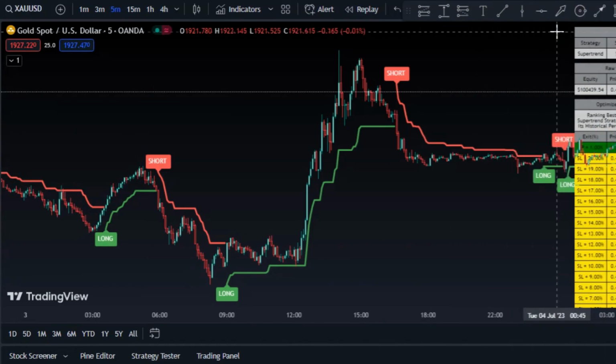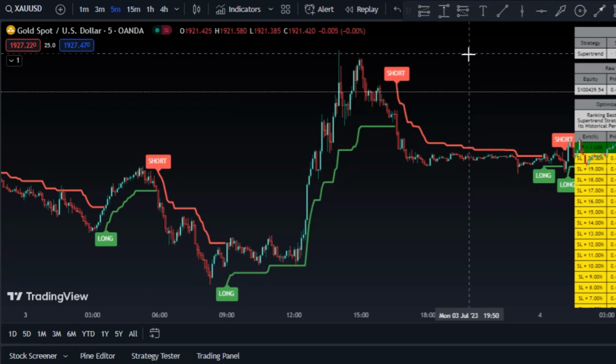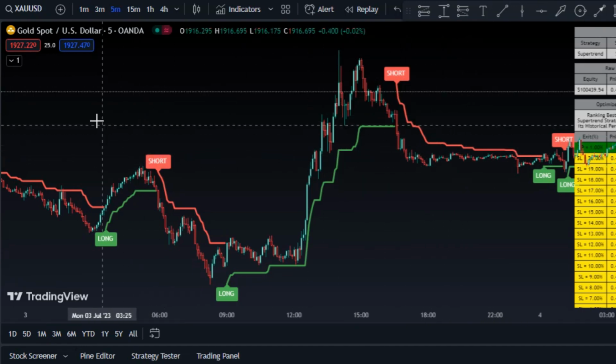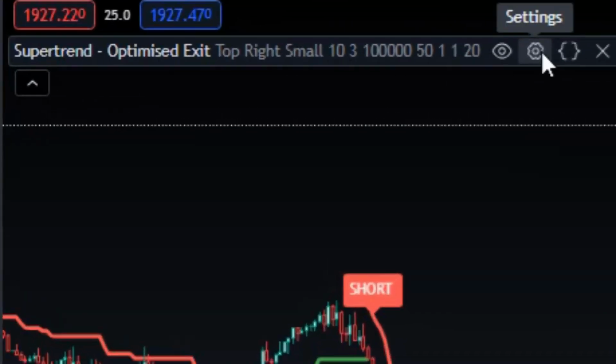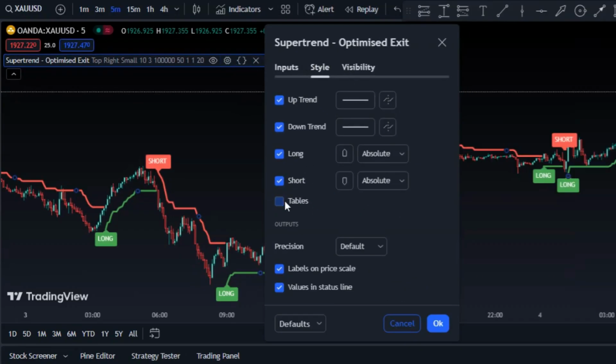After you add the indicator, we gotta change the settings to make the chart less crowded and make the indicator more accurate. So click the indicator settings icon and then in the style section, uncheck the table option and change the long and short options to below bar and above bar respectively.